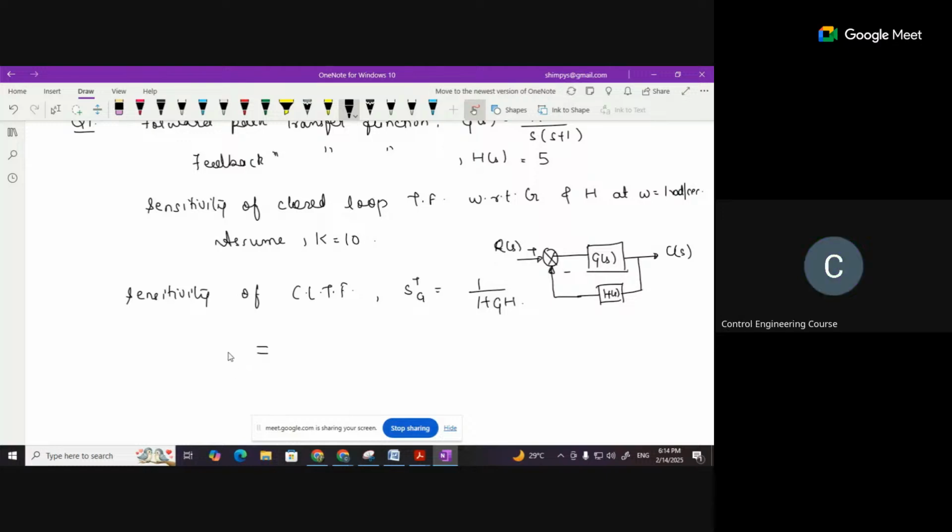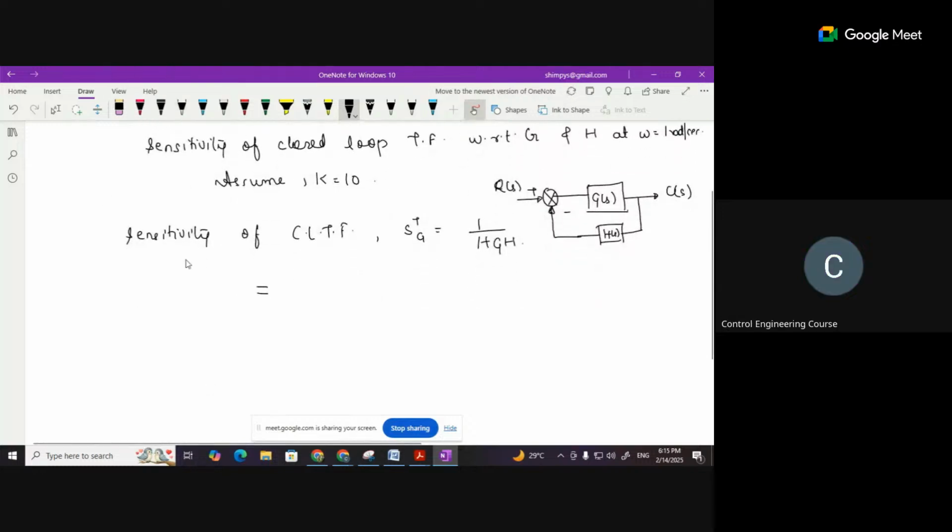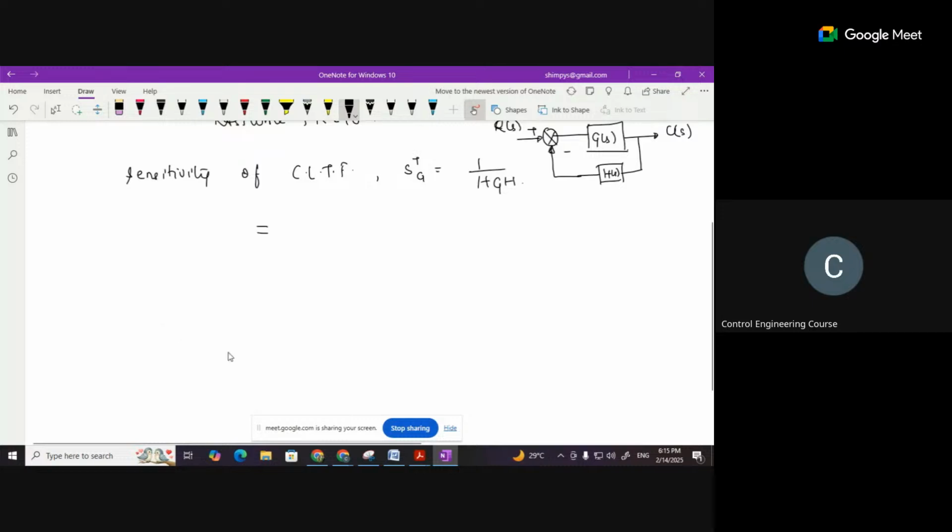Can we derive it first? Yeah, definitely we can derive it also. Have you gone through this? Yeah, I've gone through the video lecture, but this sensitivity part was a bit unclear to me. Okay, no problem. Others also, we need to derive that. We'll do it quickly.